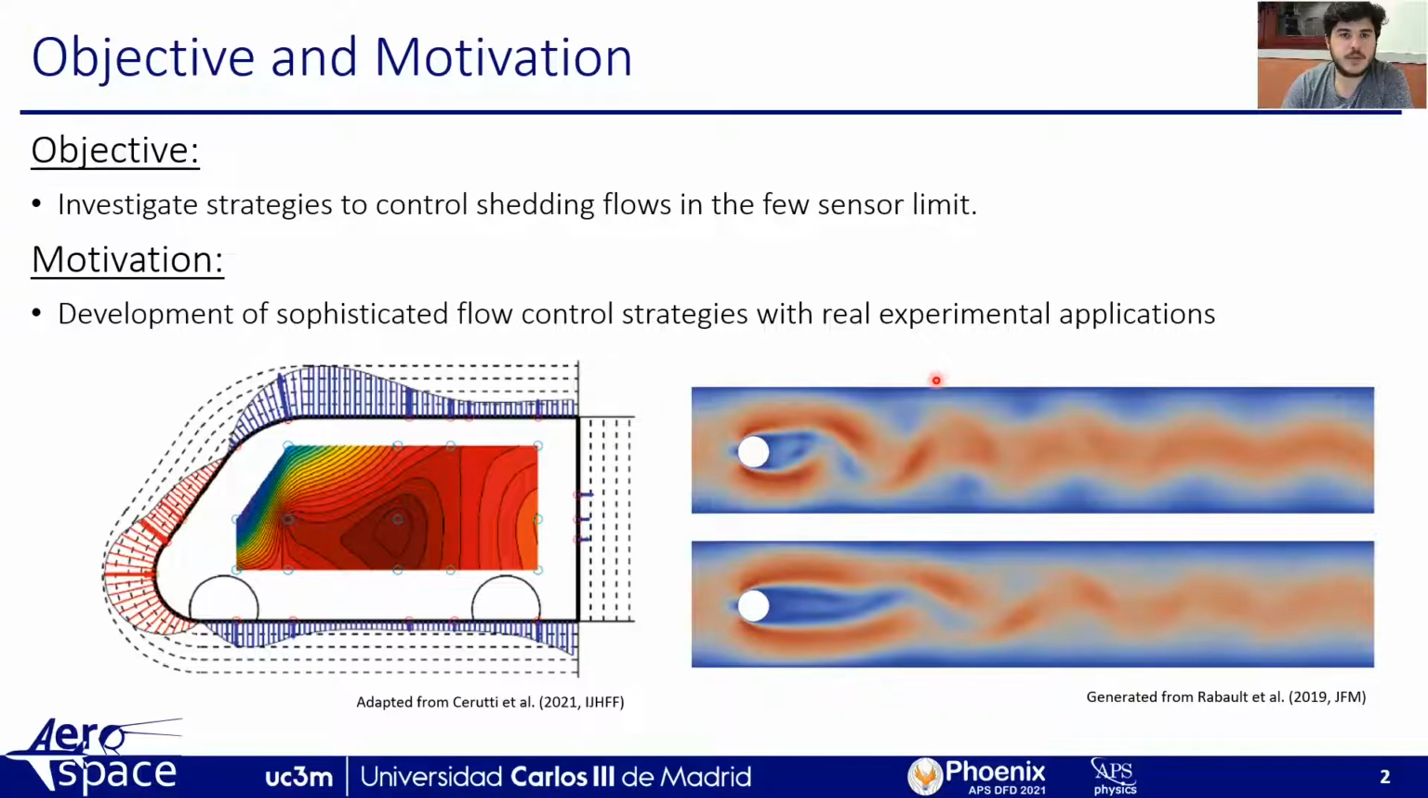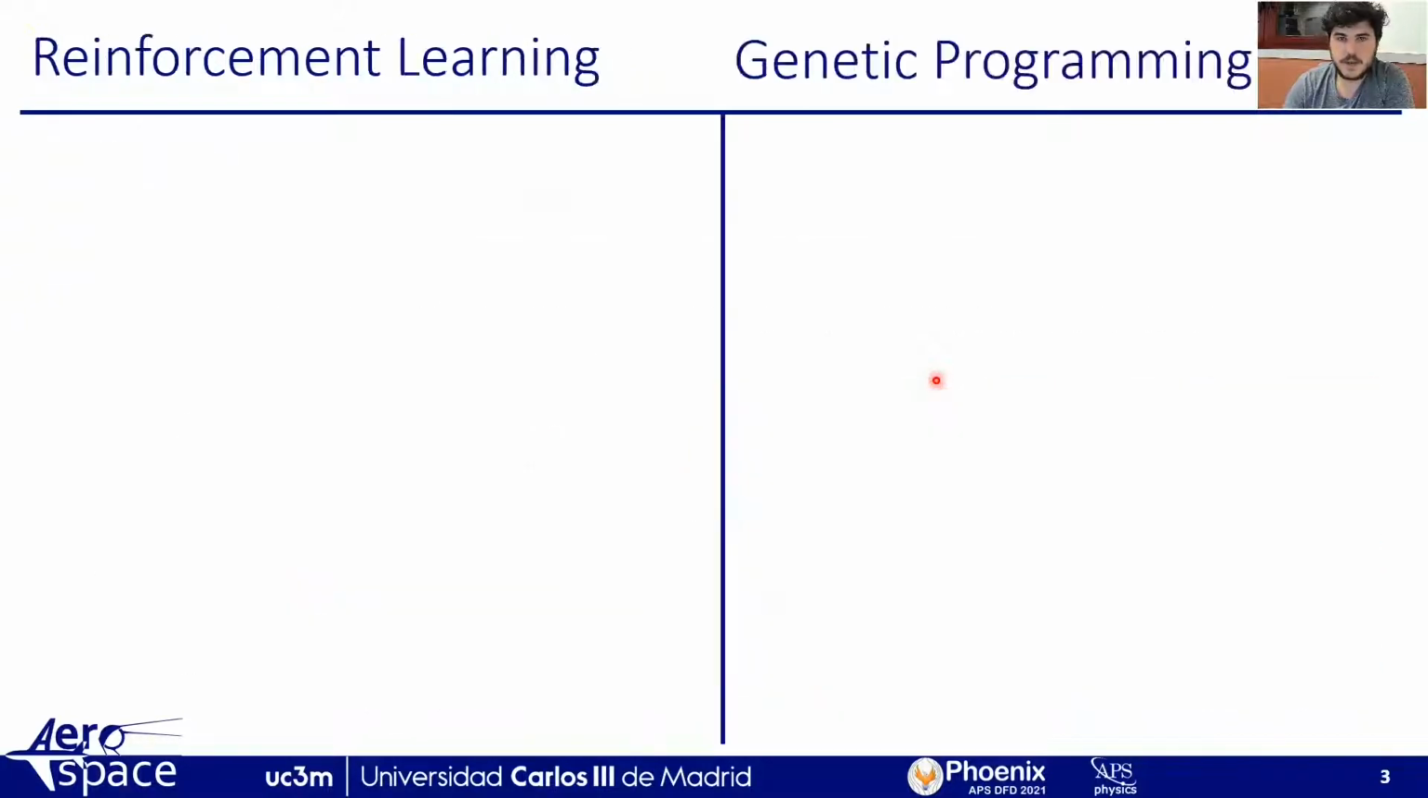But how are we going to find this flow control strategy? Well, here we want to investigate two strategies and we will compare them. They are very well known machine learning methods, which are reinforcement learning and genetic programming. And here I will shortly explain in a very visual way how they work.